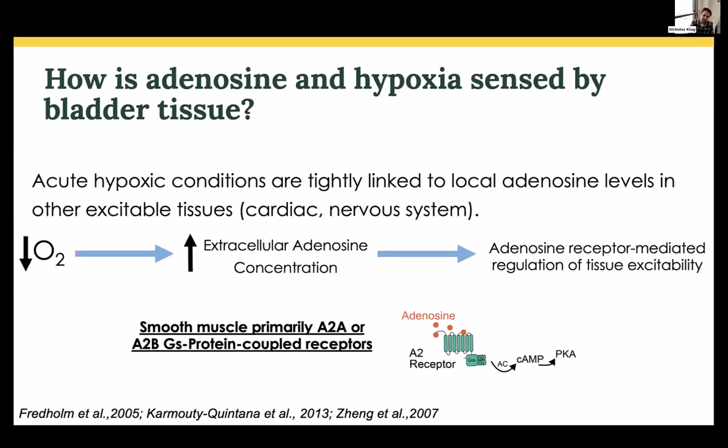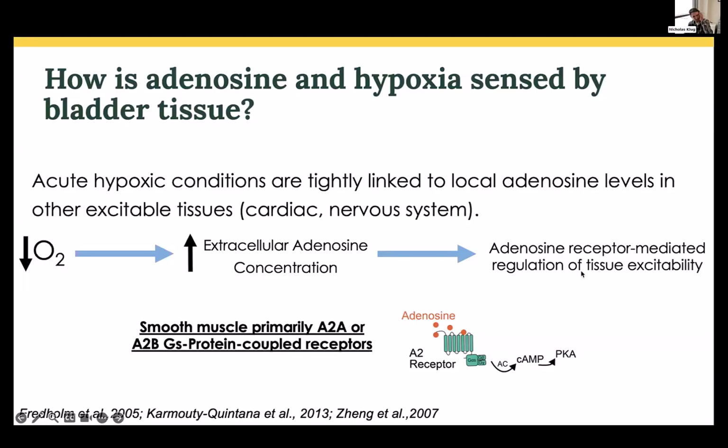So in other excitable tissues like the heart and the brain, both physiological and pathological hypoxia are linked tightly with local adenosine levels, where if the tissue experiences dips in oxygen, you'll have a rapid and substantial increase in extracellular adenosine concentration. And this is met with adenosine receptor-mediated signaling and essentially an adaptive response to that hypoxia.